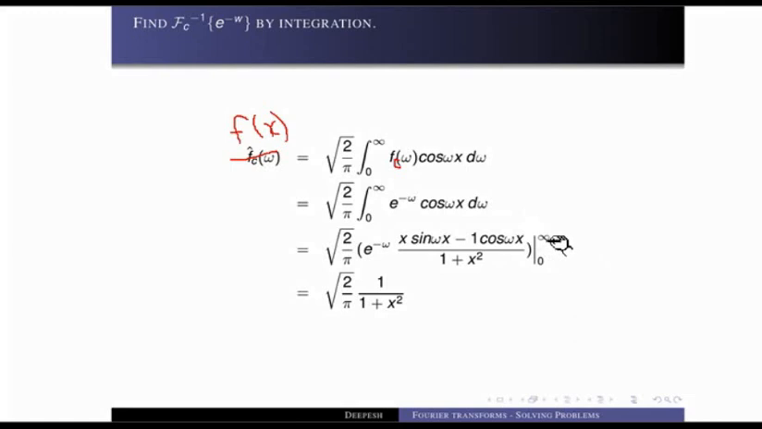So when you put omega equal to infinity, it will become 0, and you put omega equal to 0, then it will become e raised to 0, which is 1, and sine 0 is 0. So minus of minus is plus here. So 1 into cos 0 is 1 divided by 1 plus x square. So the answer will be root of 2 by pi into 1 by 1 plus x square.